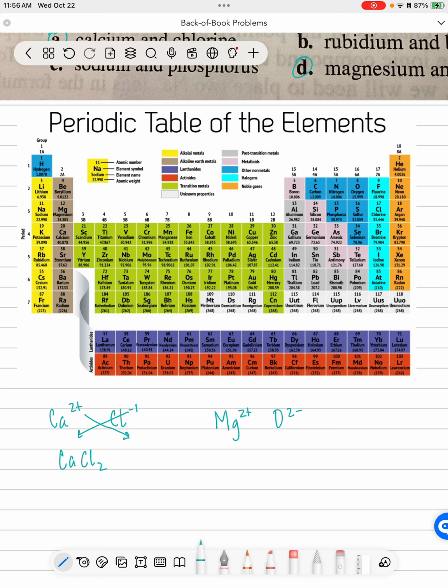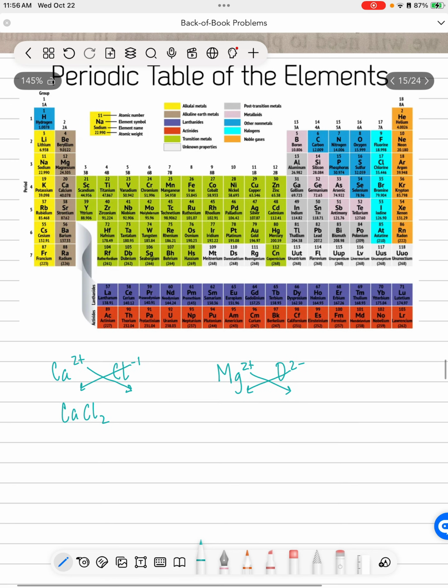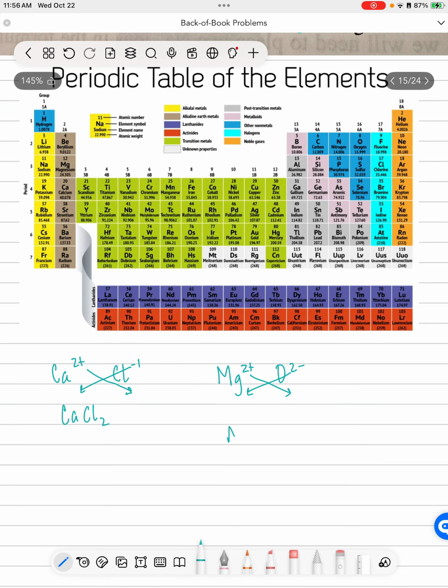Now we're just going to pull our charges down. We're not going to overthink it. We're going to write our charges as our subscripts on the opposite element. So we would get magnesium 2 oxide, except that when you have 2 of the same number, or let's say it was this, it would never be this, but just pretend with me.